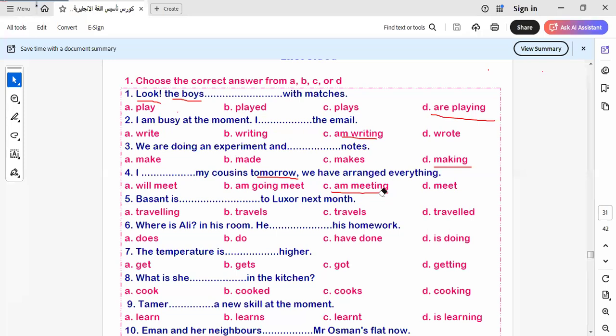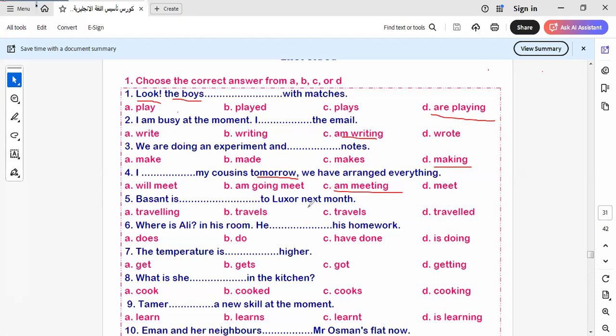So here it will be, I'm going. So it's correct: I'm meeting, not I'm going. When we say I'm going to meet, it is wrong, because this is present continuous expressing future. The correct answer will be this one, number C: I'm meeting my cousins tomorrow.